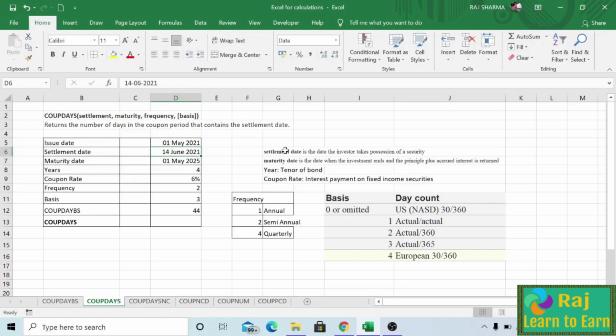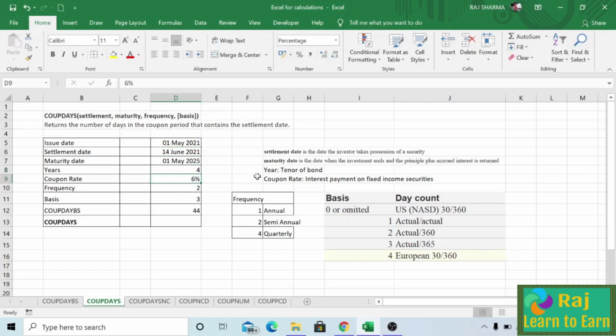Settlement date is the date when the investor has actually got the possession of the securities. And the maturity date is the final maturity of the bond. On this date, the company which has raised the money by issuing this fixed income security has to pay back the principal along with the accrued interest to the investor. We are assuming the tenor of the bond to be 4 years.